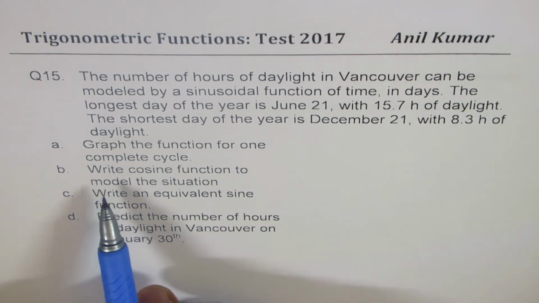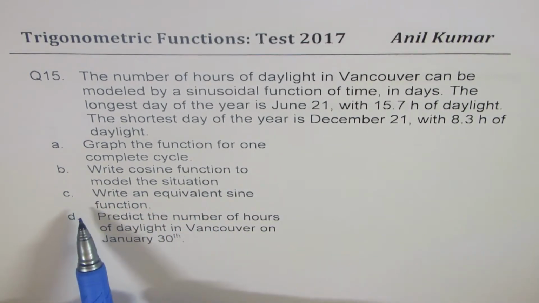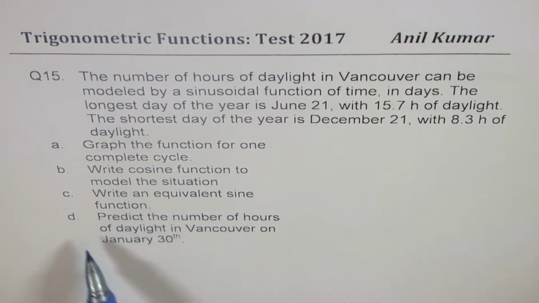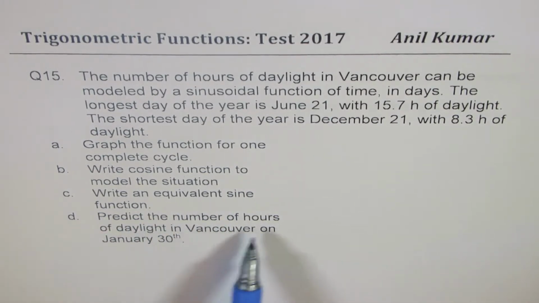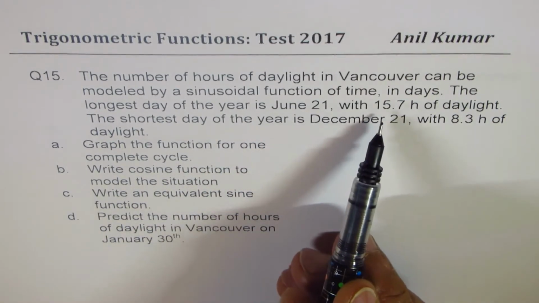Part B is write a cosine function to model this situation. C is write an equivalent sine function, and D is predict the number of hours of daylight in Vancouver on January 30th. Now what we are given here is maximum daylight.